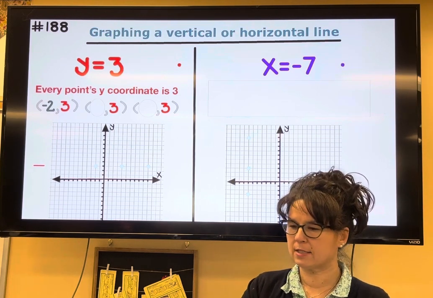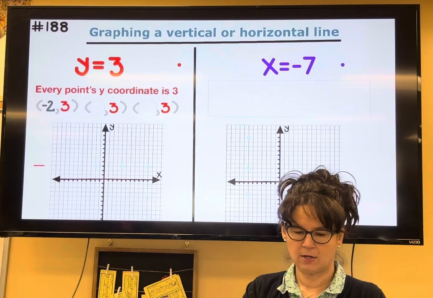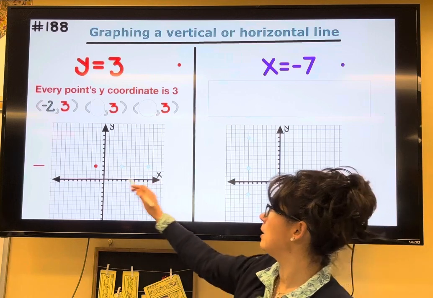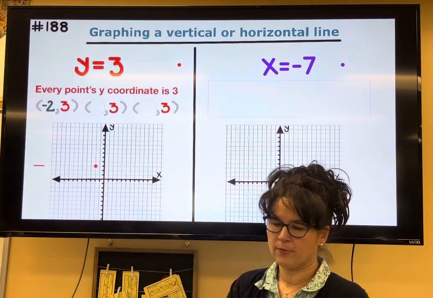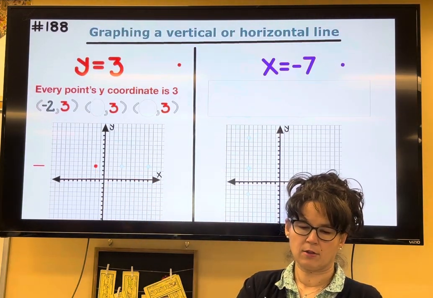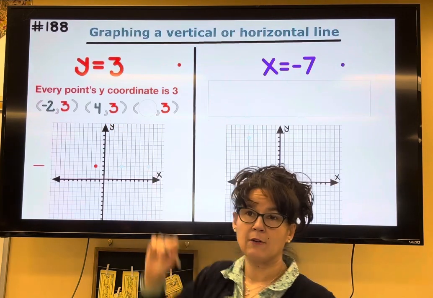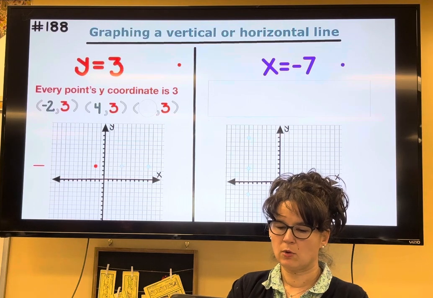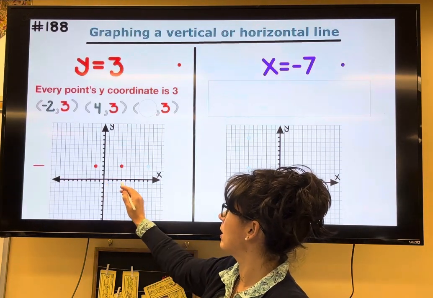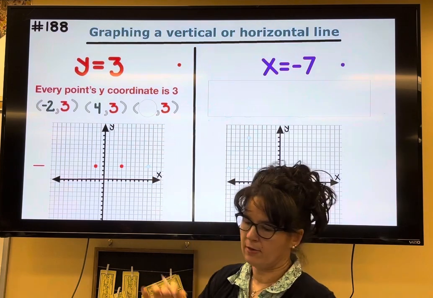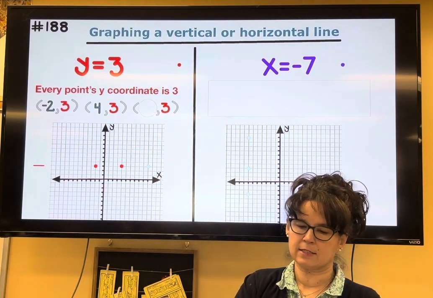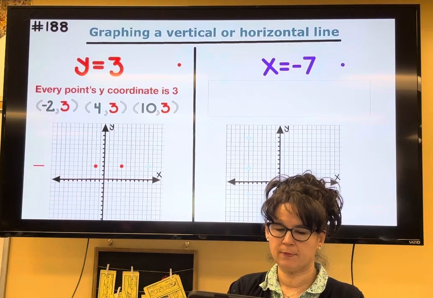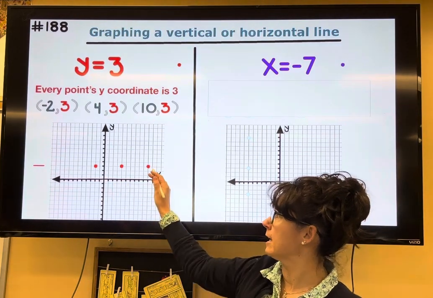If I plot -2, 3, then we would be right here, back 2, up 3. Let's say I go with 4, and if you plot 4, 3, then you would end up being right here, right 4, up 3. And then I randomly select, let's say, 10. So if I plot the point 10, 3, then I'd be right 10, up 3.